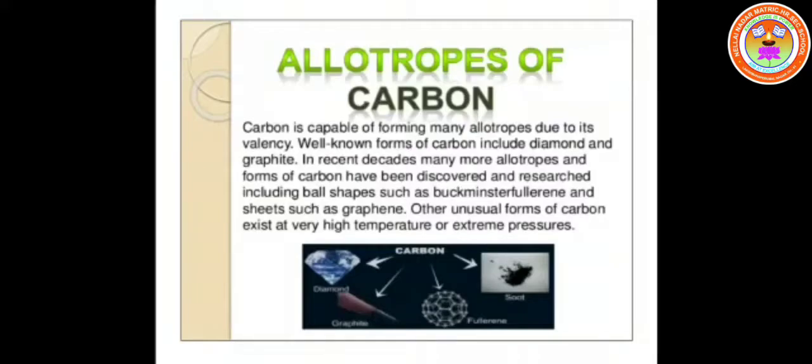Then soot. Where do we get this soot, children? From the chimneys we can get soot. In our kitchen we have chimneys, no? From that we get a black colored powdery form. That is called soot.